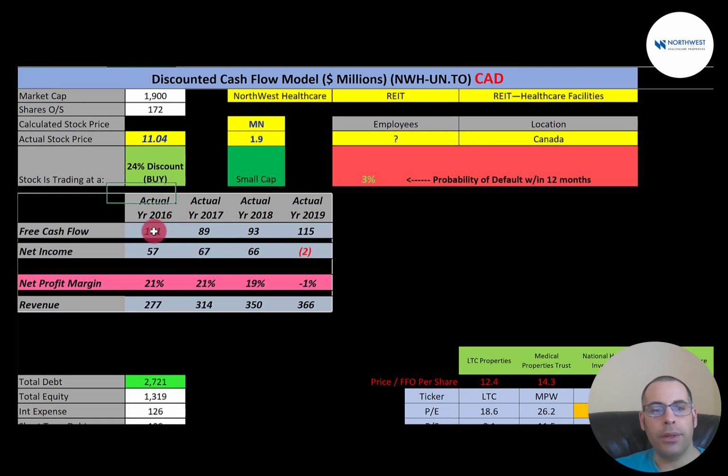Their free cash flow looks pretty good. It's consistent, and it looks like it's at its highest number in 2019. The net income looks good in 2016, 17, and 18. It is negative in 2019, but that could be a one-time charge. And their revenue seems to be growing a little bit each year, so everything looks pretty good in their financials.